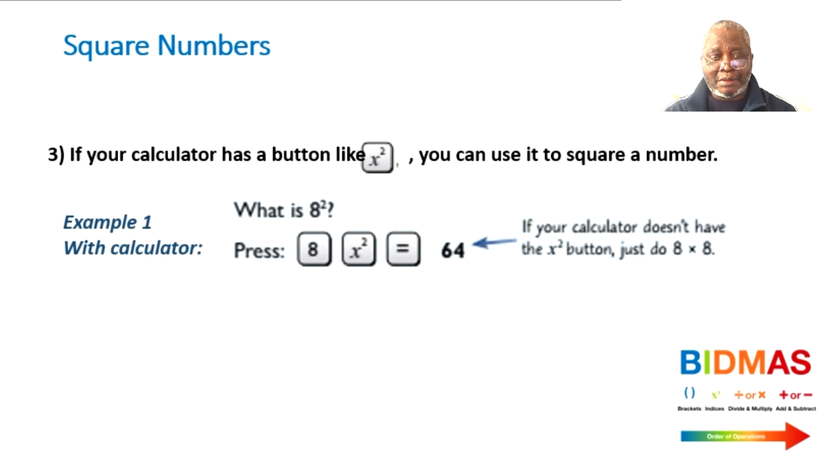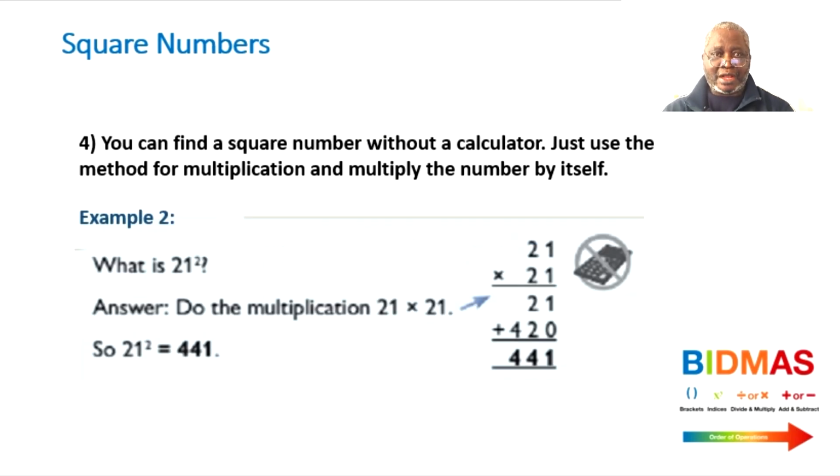Just key in 8x8. You key equals, then you'll have 64. This is the way you do it without a calculator in the exam. So you can find a square number without a calculator. Just use the method for calculation and multiply the number by itself.